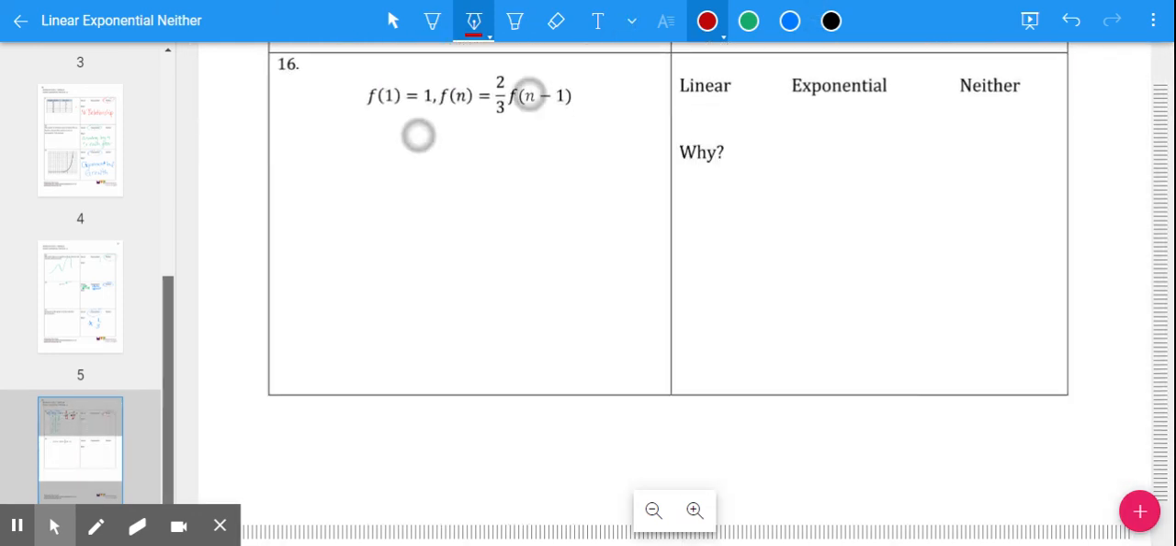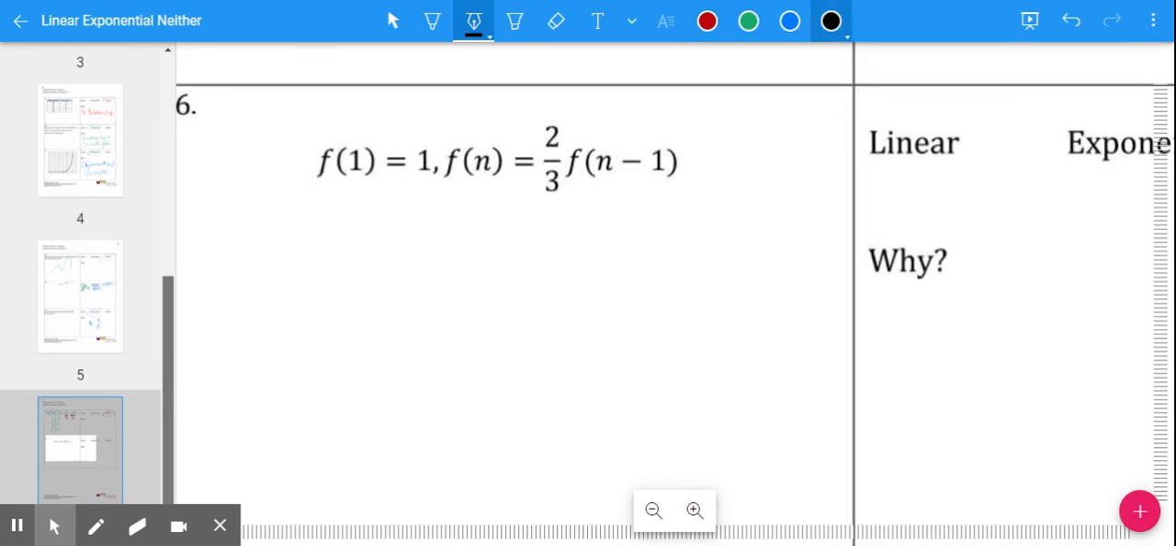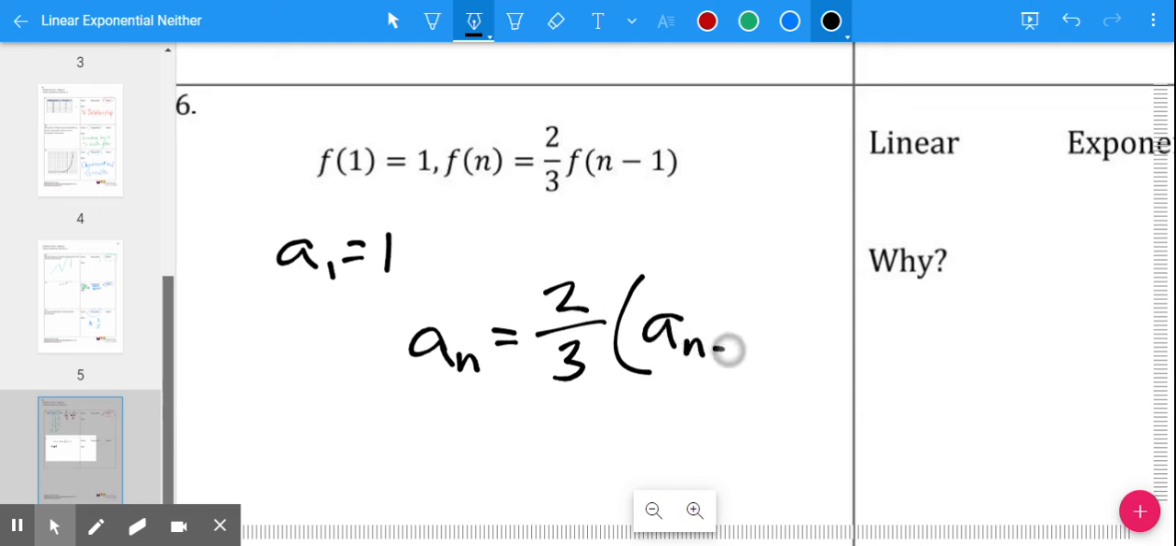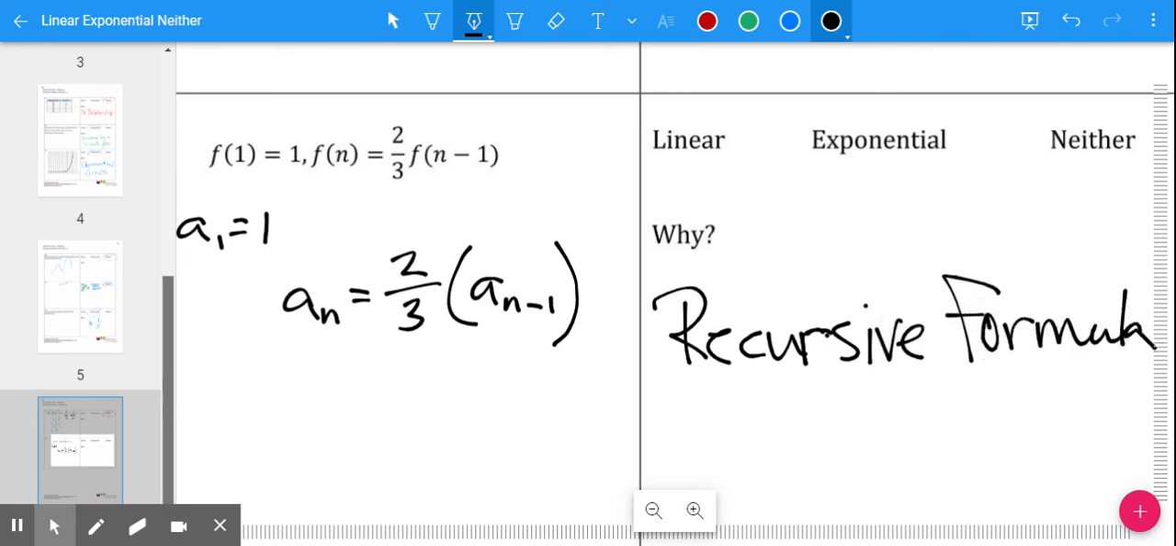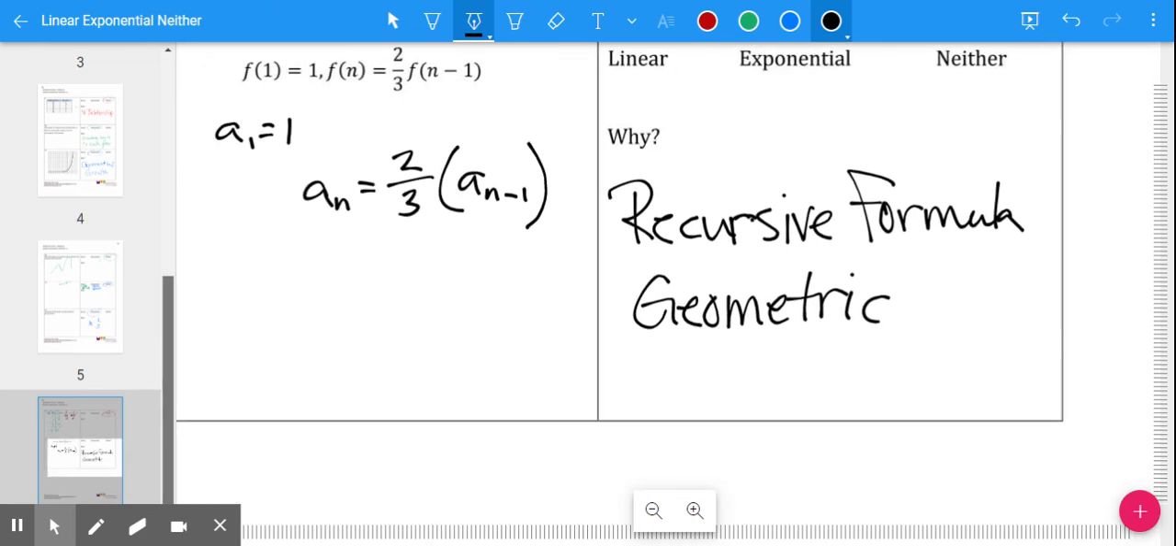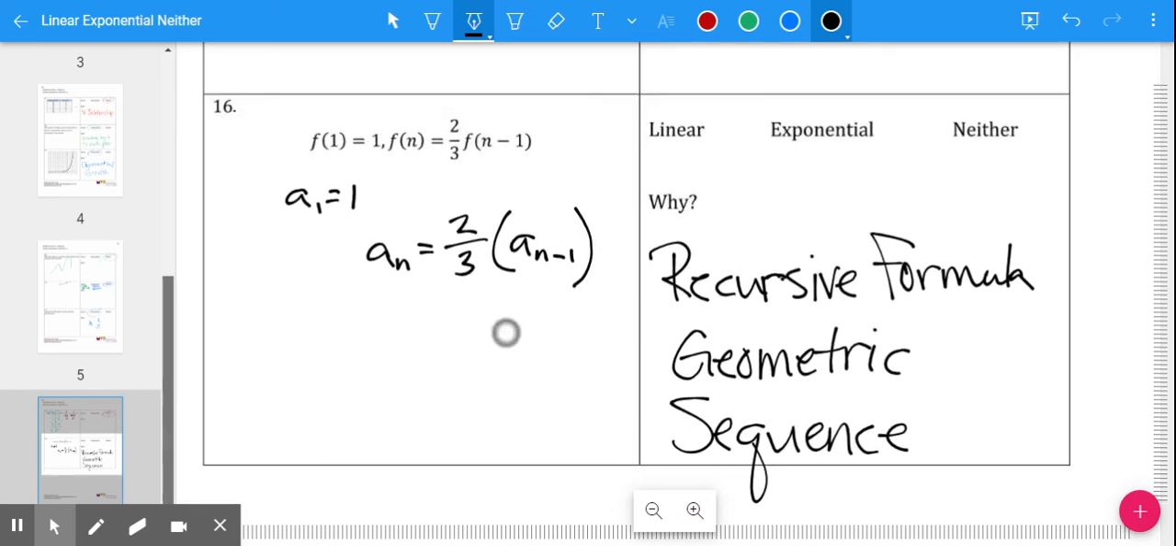All right, on the next one. If we rewrite this in sequence notation, we would have a sub 1 equals 1. And then you'd have a sub n equals 2/3 times a sub n minus 1. That is the recursive formula of a geometric sequence. And we said arithmetic is the same as linear, exponential is the same as geometric.